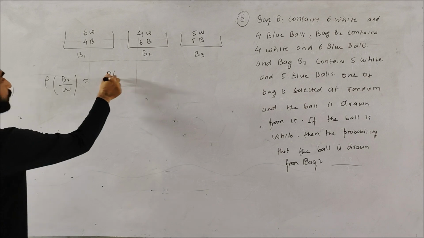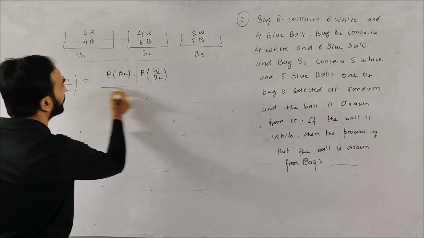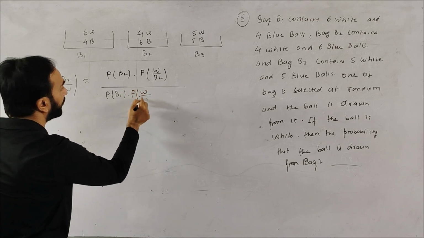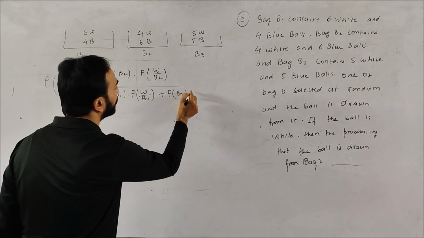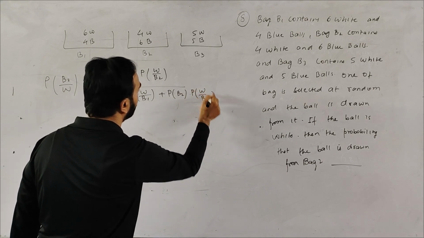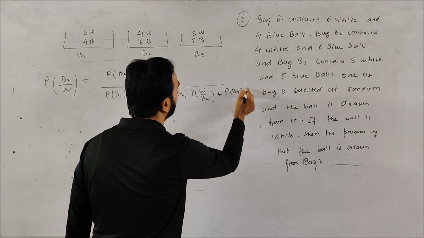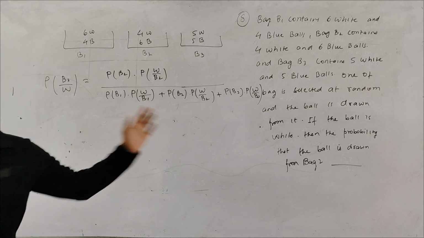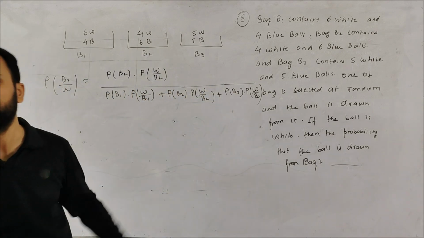So how can we write? Probability of B2, probability of white given it is B2, over probability of B1, probability of white given it is B1, plus probability of B2, probability of white given it is B2, plus probability of B3, probability of white given it is B3, correct? Is it okay? That's all we need to do. I hope you have done this kind of question many times, no?